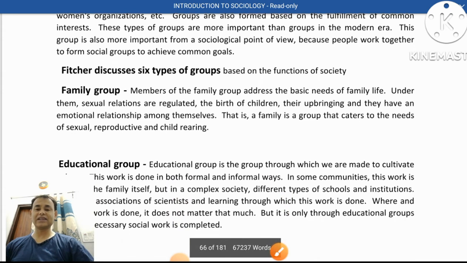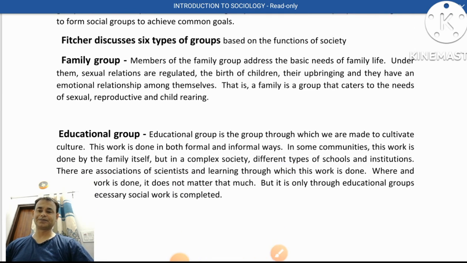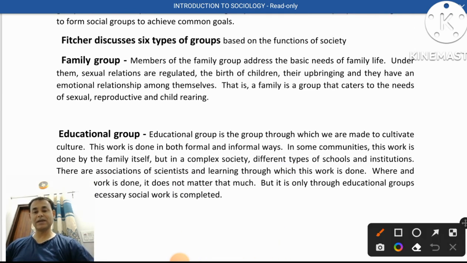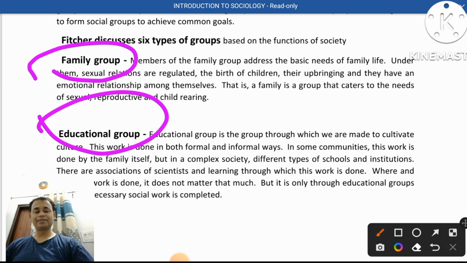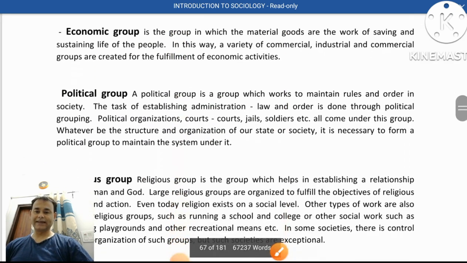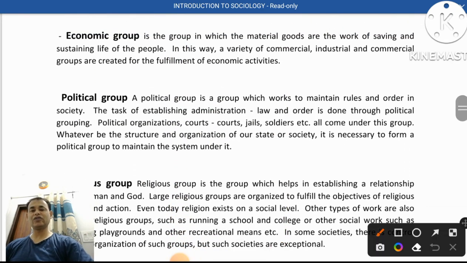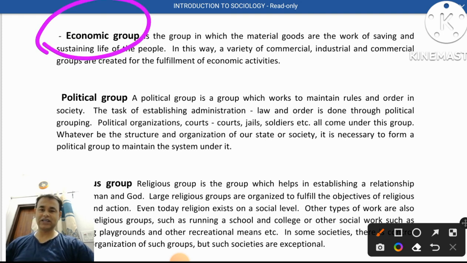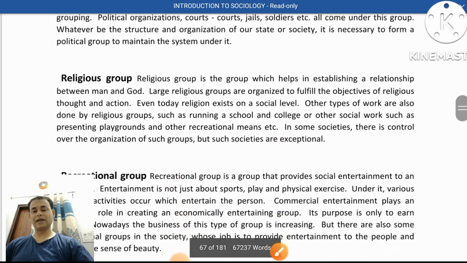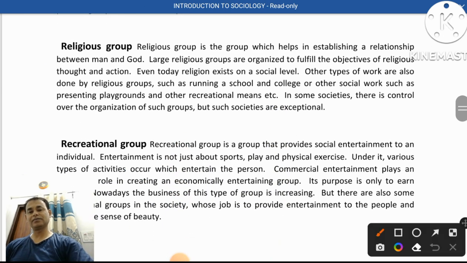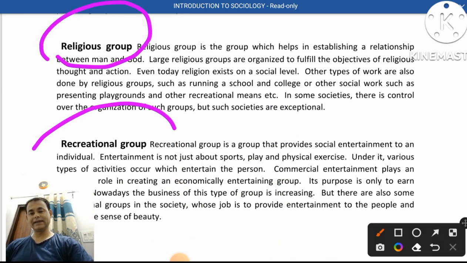Features discuss six types of group. You must remember, it is also asked in examinations: family group, educational group, and economic group. No need to discuss it further. Political group, and religious group, and recreational group.